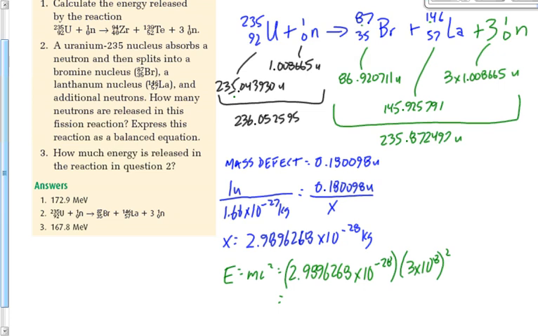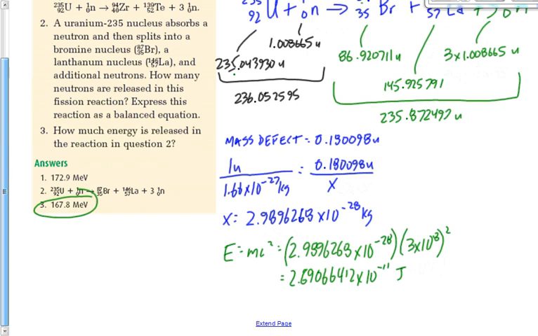Who's got the answer that this works out to be here? Go ahead. 2.69. Okay, 2.69. Yep. And that's going to be in joules, right? We could leave it in joules, but if it's a multiple choice question on an exam, that might not be one of the options. They may ask us to convert it to electron volts or to mega electron volts as they have here. So let's do that conversion to mega electron volts.